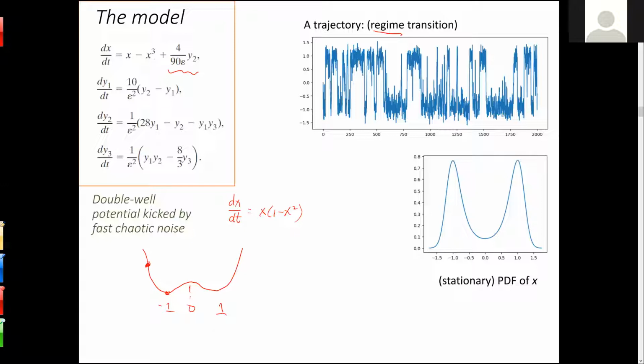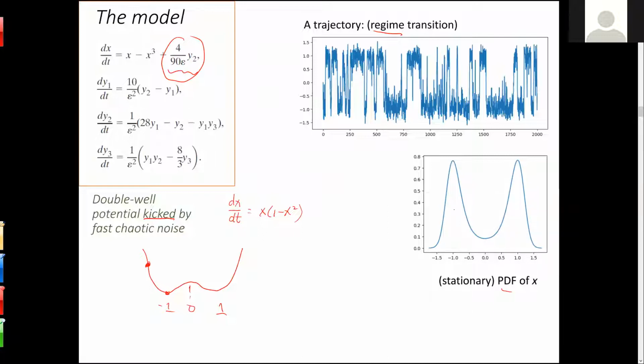Okay. So the subgrid term kicks it. It is kicked by chaotic noise. So instead of staying at one equilibrium point, it constantly shifts from negative 1 to 1. So that signals the regime transition. So this is a sample trajectory for 2000 model time units. If you look at the values, most of the values are clumped over numbers close to 1 and negative 1. And this is the stationary PDF.